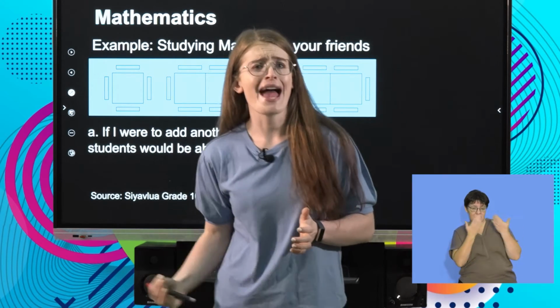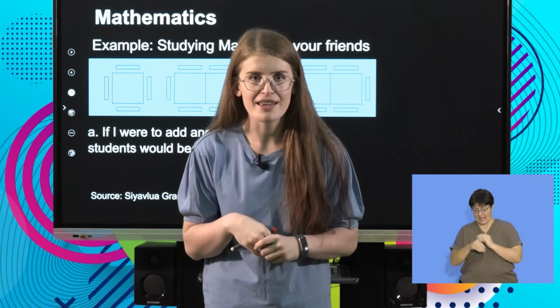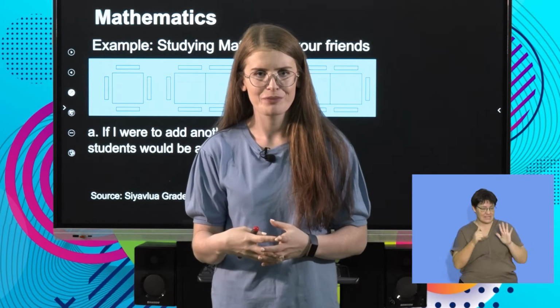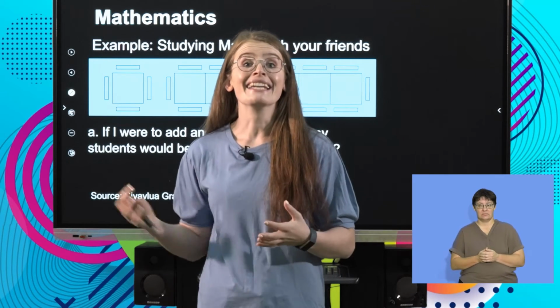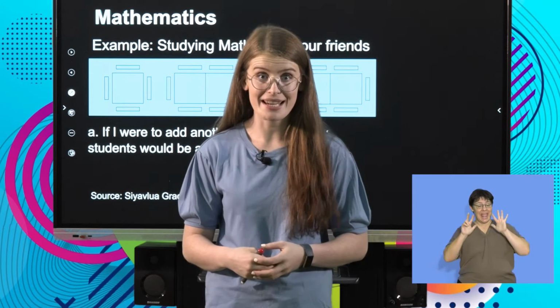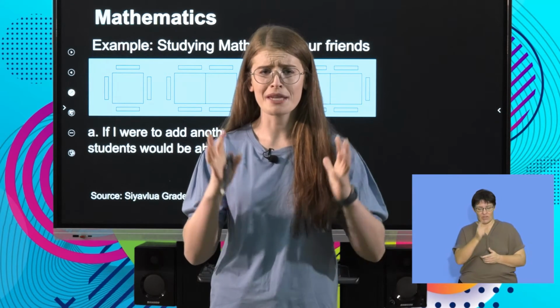Then if I were to add another table to the study group and add 2 more chairs, I would now have 6 people at my study group. Then what would happen if I added yet another table? If I were to add another table, I would then have 8 people sitting in my study group. So let's look at the next question. So I hope that everyone's happy.